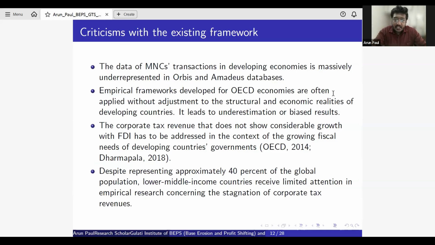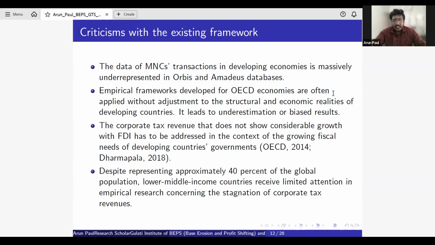The data of multinational companies' transactions in developing economies is massively underrepresented in the Orbis and Amadeus databases. And the empirical frameworks developed for OECD economies are often applied without adjustment to the structural and economic realities of developing countries, which leads to underestimation or biased results. And the corporate tax revenue that does not show considerable growth with FDI has to be addressed in the context of growing fiscal needs of developing countries' economies. So lower middle income countries, which represent 40% of global population, have received limited attention in the empirical research concerning the stagnation of corporate tax revenue.